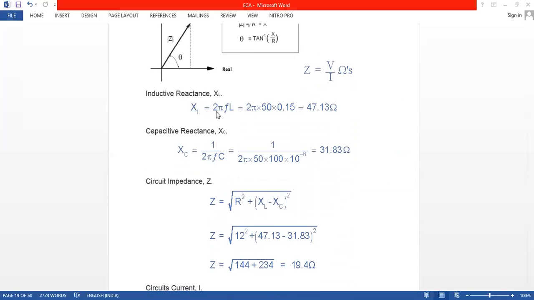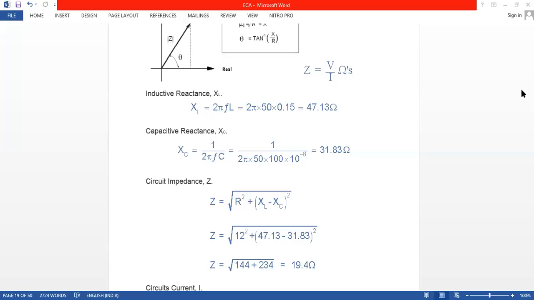XL is equal to 2 pi F into L, and we know pi is 3.14, 2 into 3.14 into 50, which is the frequency given in the problem. And what is the L value given in the problem? Just now I mentioned L is equal to how much? 0.15. These problems are different from the first unit.